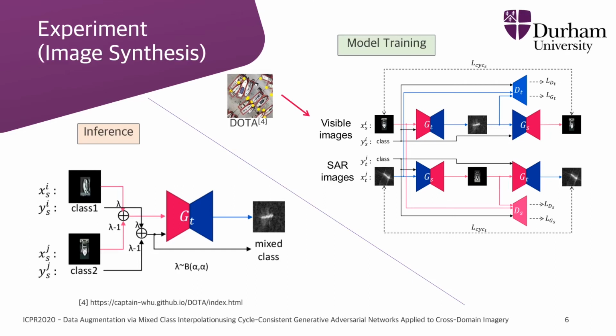In inference, the trained generator which transfers the visible to the SAR domain is used to synthesize SAR images. The pair of different class images and their labels are blended with randomly chosen rates before the image-to-image translation to realize the mix-up while keeping the image reality.